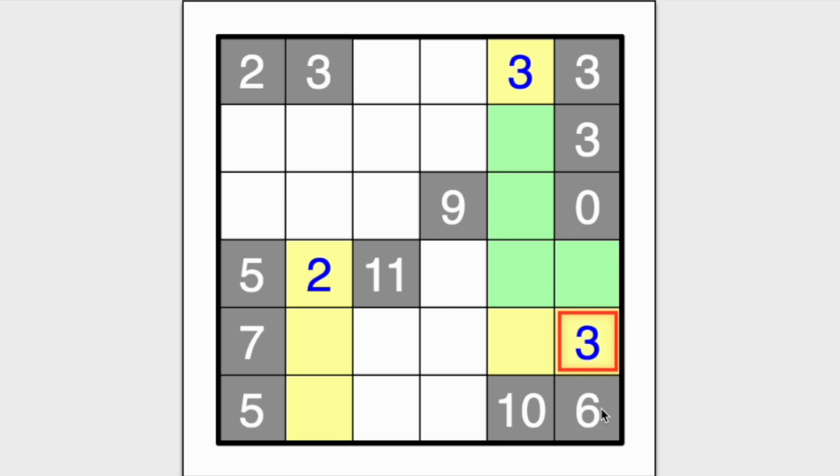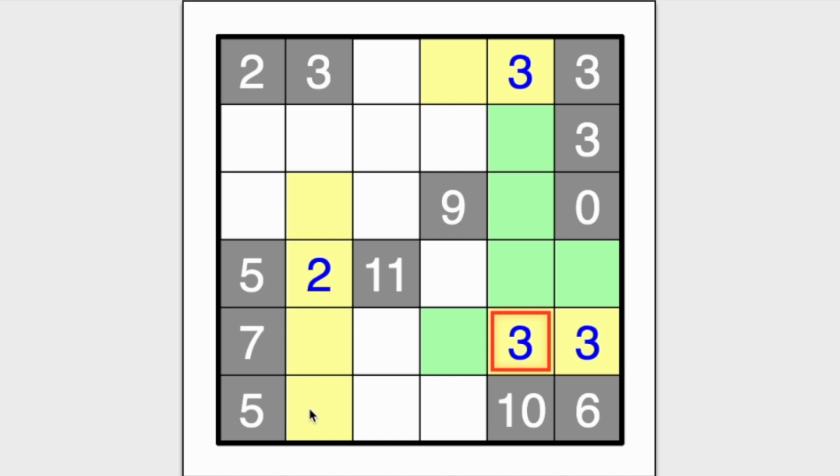And because this is a 6 clue, this is also a 3, which means that that's not a candle, or else this would be less than 3. This being a 2 means it's adjacent to 4 minus 2 is 2 other candles. There's one, there's the other. The 3 must be adjacent to exactly one other candle. We probably can deduce more down here because of this 2.